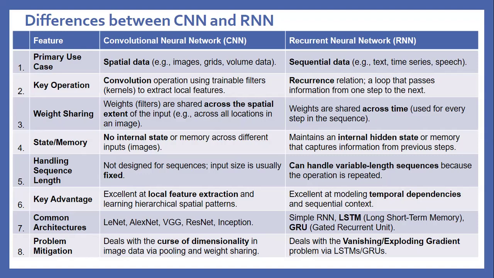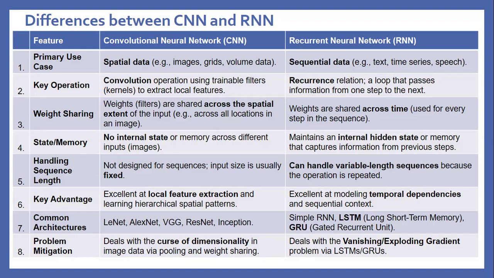State memory: in CNN, there is no internal state or memory across different input images. RNN maintains an internal hidden state or memory that captures information from previous steps. Handling sequence length: CNN is not designed for sequences. Input size is usually fixed. RNN can handle variable length sequences because the recurrent operation is repeated.